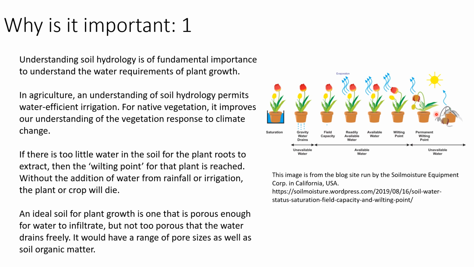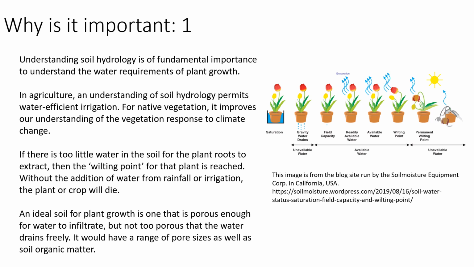And that's explained in words in the second part of this slide. So if there's too little water in the soil for the plant roots to extract, then the wilting point for that plant is reached. Without the addition of water from rainfall or irrigation, the plant or crop will die.